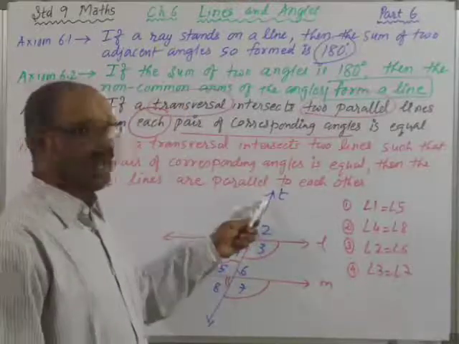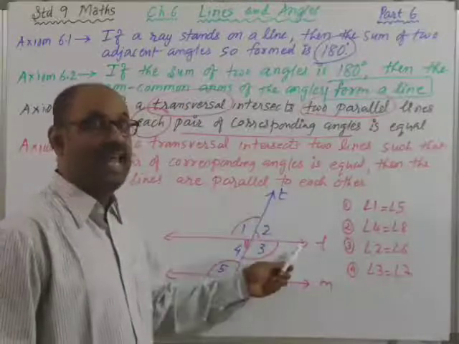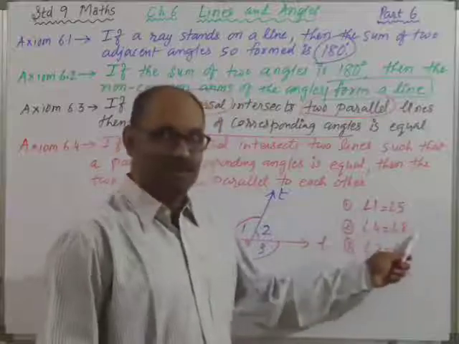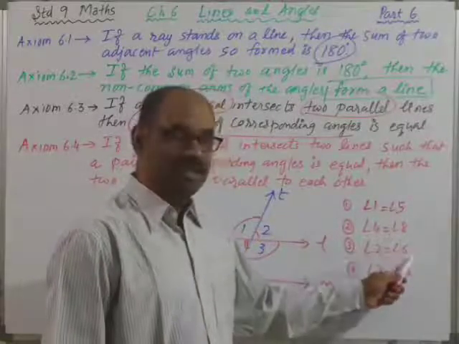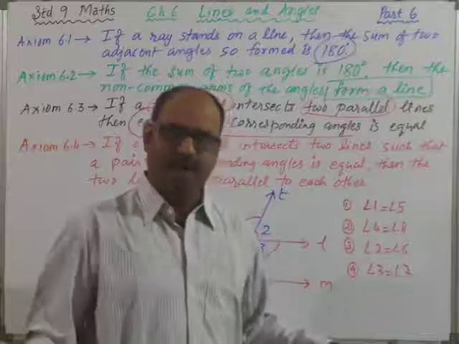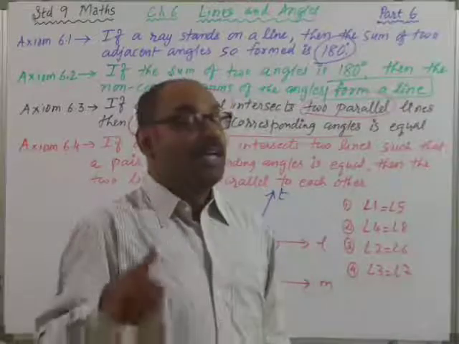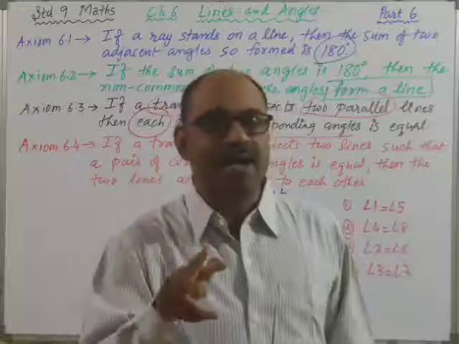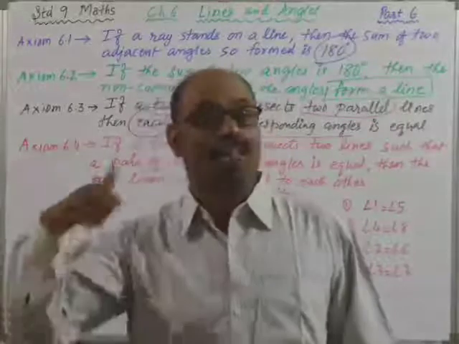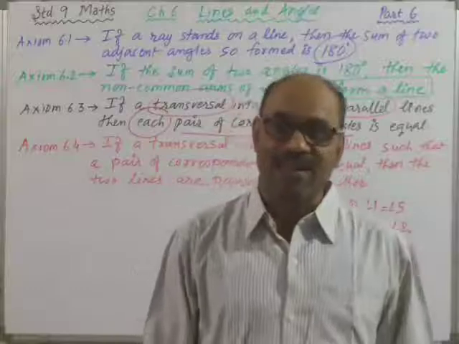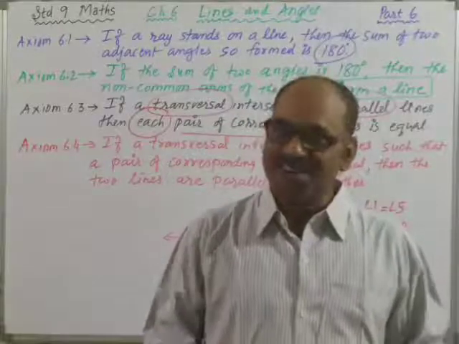So if T is a transversal of lines L and M such that L is parallel to M, then angle 1 is equal to angle 5, angle 4 is equal to angle 8, angle 2 is equal to angle 6, and angle 3 is equal to angle 7. So corresponding pairs of angles are equal. But what condition do we need? Transversal of parallel lines. So what result did we get? What is the consequence? Corresponding pairs of angles are equal. Got it, children? Good.